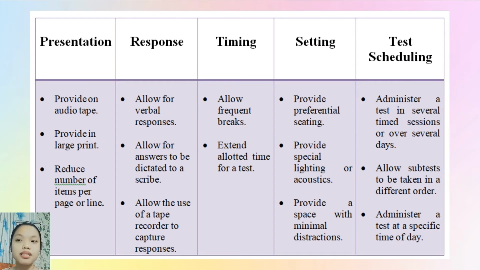So, we'll have presentation first. Provide an audio tape, provide enlarged print, reduce the number of items per page or line. So, this is what we should consider for accommodation in presentation. Next is response. Allow for verbal responses. Allow for answers to be dictated to a scribe. Allow the use of a tape recorder to capture responses.